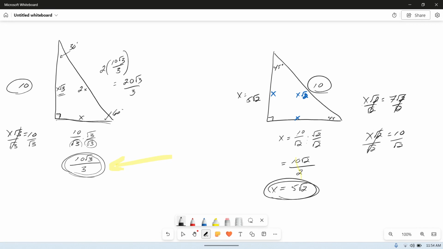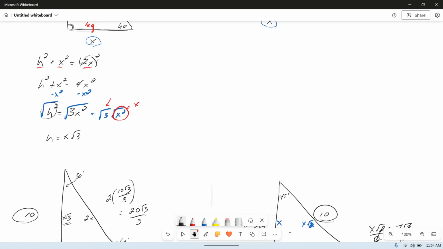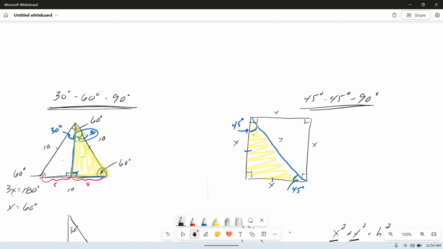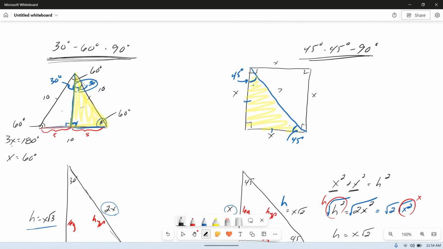Okay, so that's a quick look at the two special right triangles. Remember that the special right triangles are the 30, 60, 90 and 45, 45, 90 degree triangles. And honestly, moving forward into trig, an awful lot of the thinking and processing that we use is based off of these two triangles. So I would suggest that you practice these, get good at them.